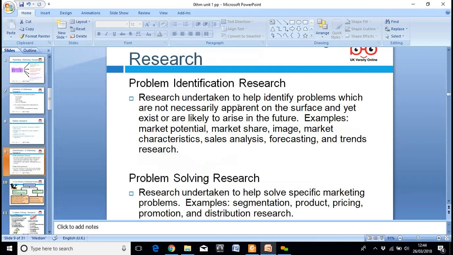So research is undertaken to help identify problems which are not necessarily apparent on the surface. I can give you an example of that. It's looking at market potential, market share, image, market characteristics, sales analysis, forecasting and trends research. But a simpler example, one of the problems that cropped up recently was internet buying and how you market things on the internet. And some people will go into a site and they'll hover over different things, but then not buy.